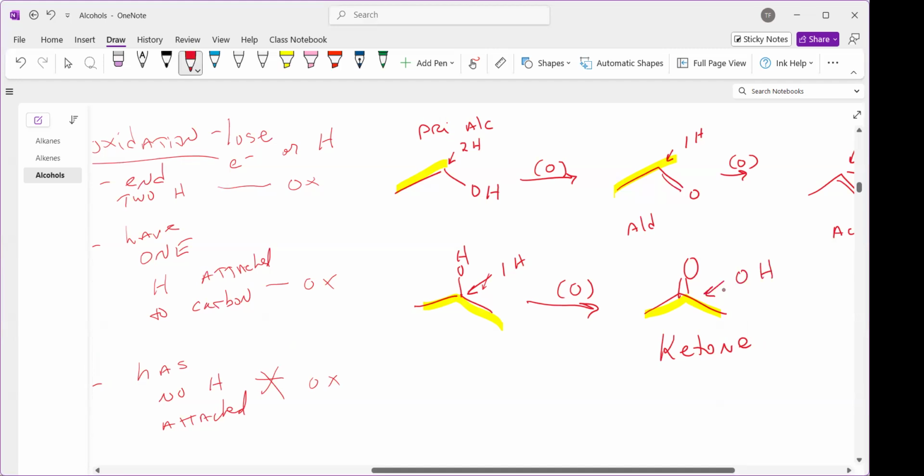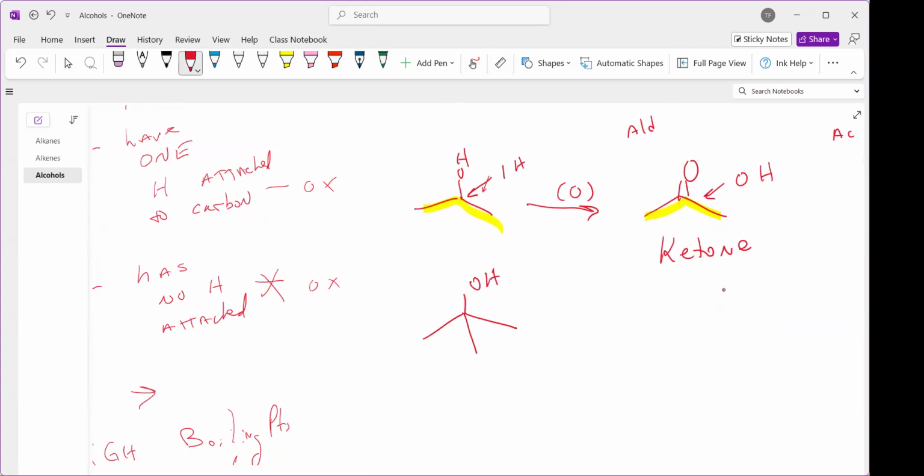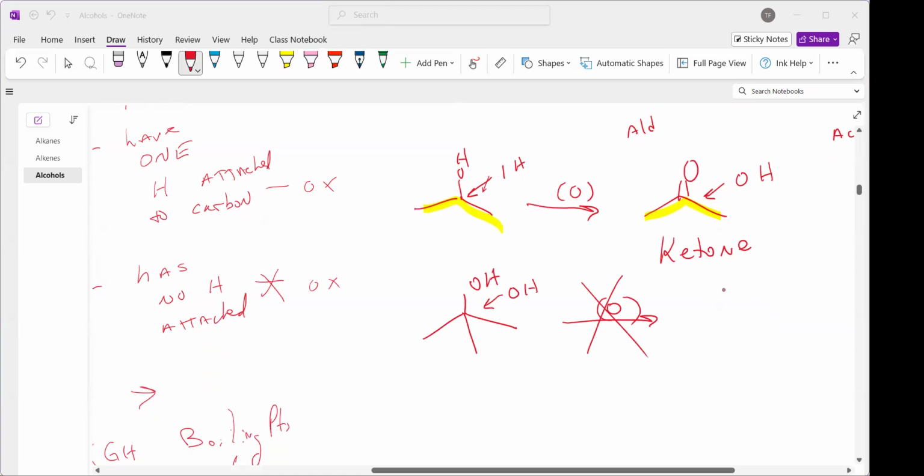And if we have a tertiary alcohol, like that, where we have no hydrogens, it cannot be oxidized.